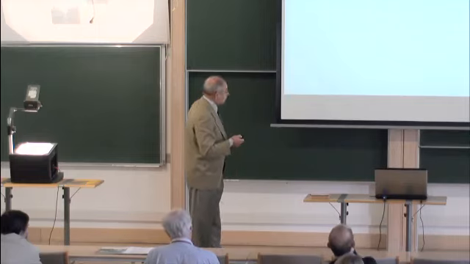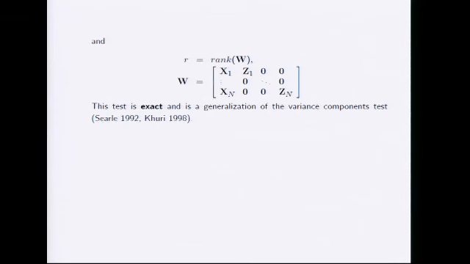And the formal definition is you create this huge matrix, so you combine all X's here, and your variance components matrices Z are on the diagonal.